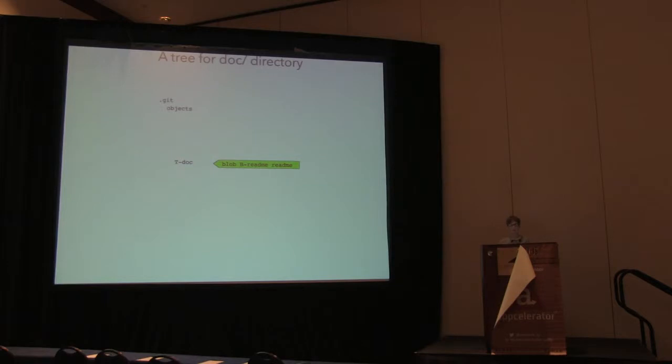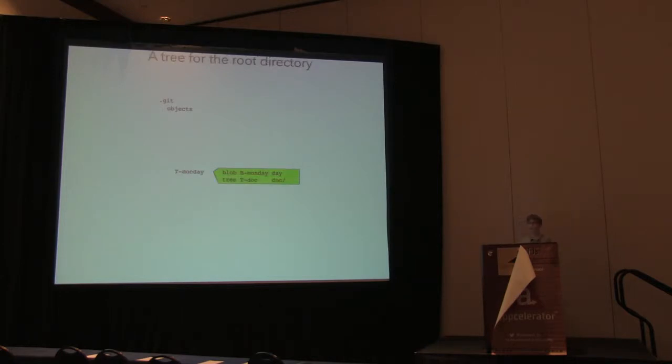And what this tells us is that A, it's a blob, B, that blob is at the state of b-readme, i.e. it's just whatever we stored with our readme blob, and then its name in the real repo is readme, okay, because obviously the name of the object in the database is b-readme. So that's the tree for the doc folder.